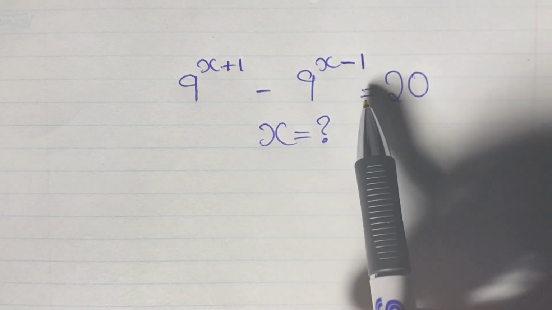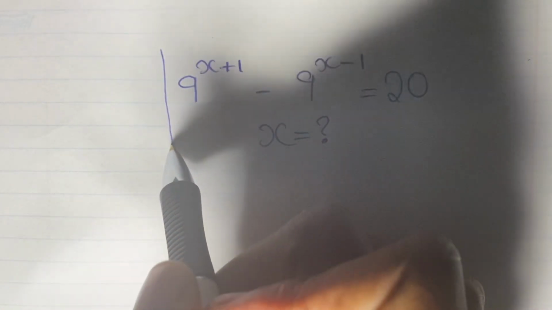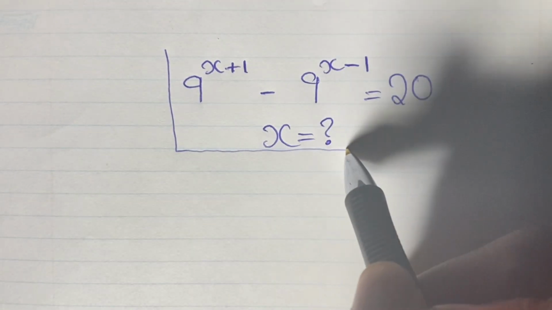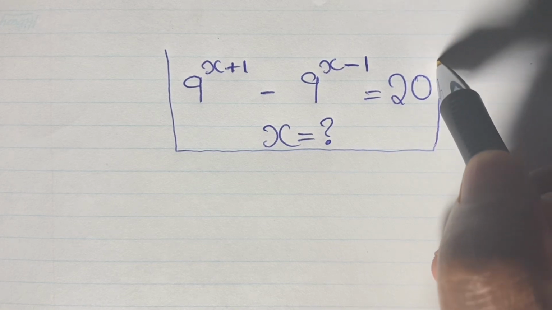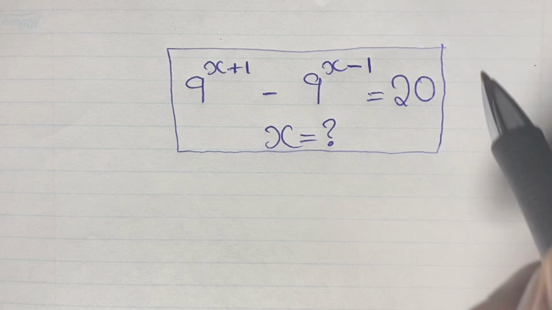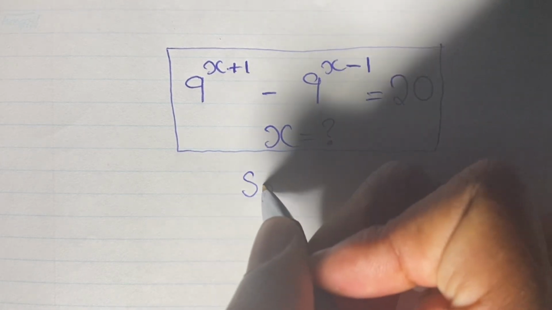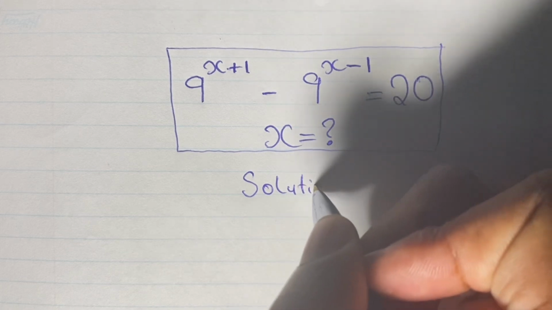Here we have another algebraic exponential equation that we are going to solve. So here we have 9 to the power of x plus 1 minus 9 to the power of x minus 1 is equal to 20, and we are given to find the value of x. Now if you like, you can pause this video and see if you can solve this one on your own. If not, let us go ahead and do this one together.